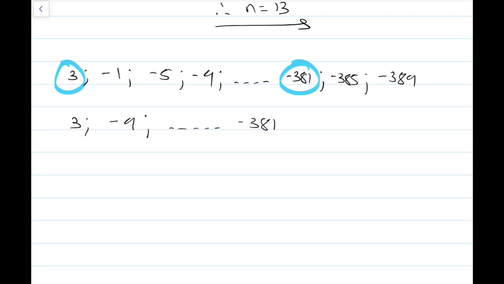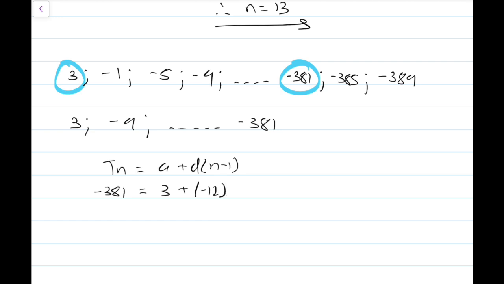So now we need to find out how many terms are there from here to there. Easy. So Tn is equal to A plus D into n minus 1. Your Tn is minus 381. Your A value is 3. Your difference is how much? What are you subtracting each time? You're subtracting 12 each time.